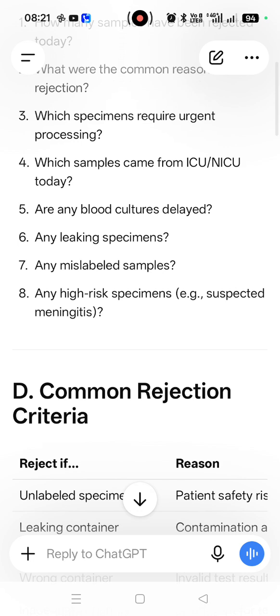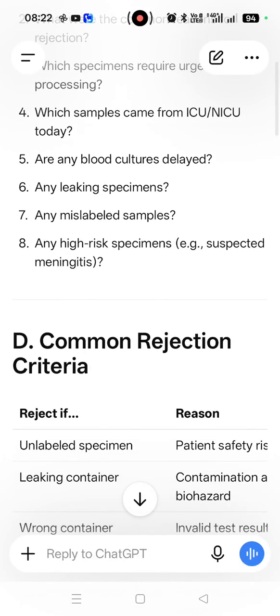Which specimens require urgent processing? So they should know it, then only they will follow the order. Which sample came from ICU? Today it is very important, because these organisms, these antibiotic sensitivities should be known to everyone, because these are serious cases and they should be tackled with priority and seriousness. Are any blood cultures delayed?